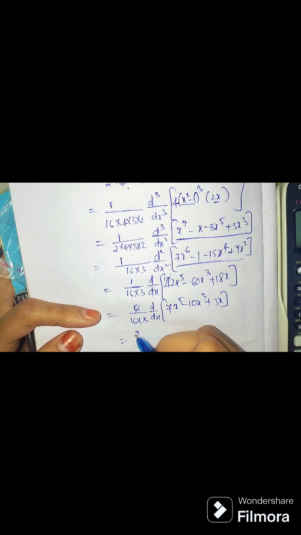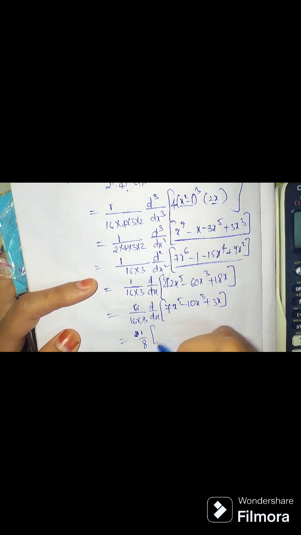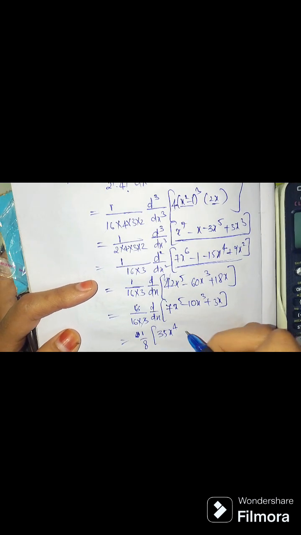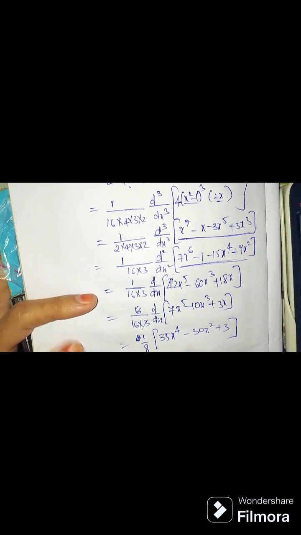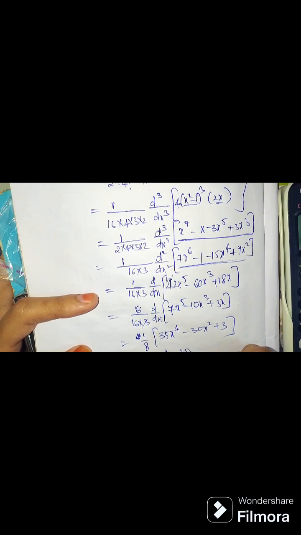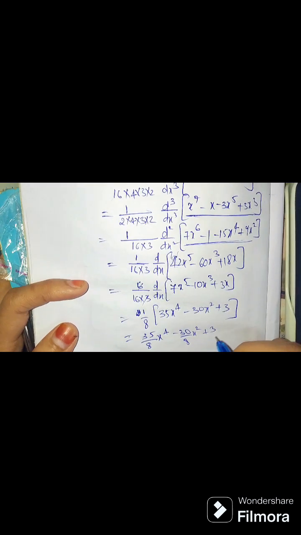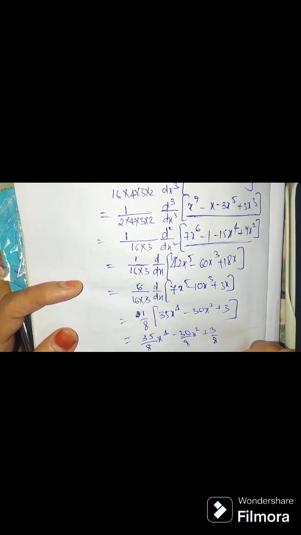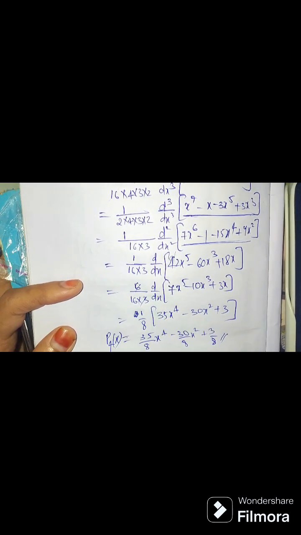2 by 16, 1 by 8. So 7 fives are 35 x power 4 minus 30 x square plus 3. So now the answer is 35 by 8 x power 4 minus 30 by 8 x square plus 3 by 8. Now this is my P4 of x.